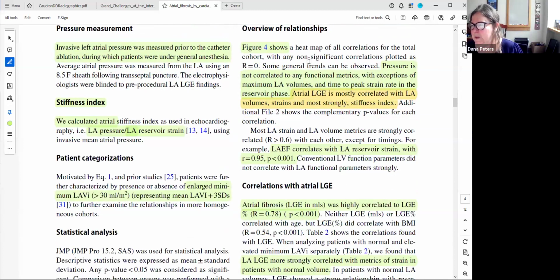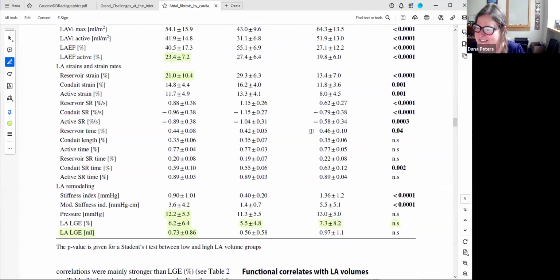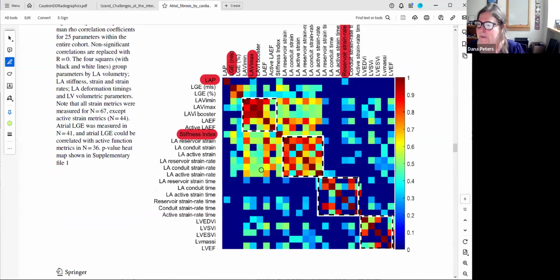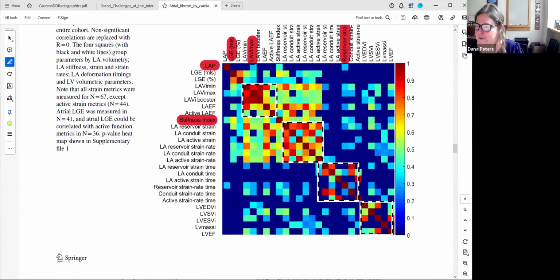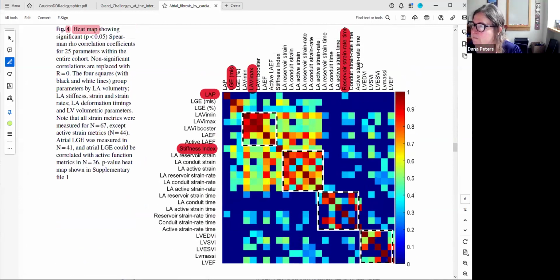Here we're showing something you shouldn't do if you want to find significance, but we looked at everything. So I can show you the heat map. We looked at every parameter: LGE, all the LA volumes, all the strains, strain rates, strain times. What we really cared about was pressure. And you can see that basically nothing correlates to pressure except LA volume, the maximum LA volume, and this time to reservoir strain rate. Those are the only two things, nothing else.